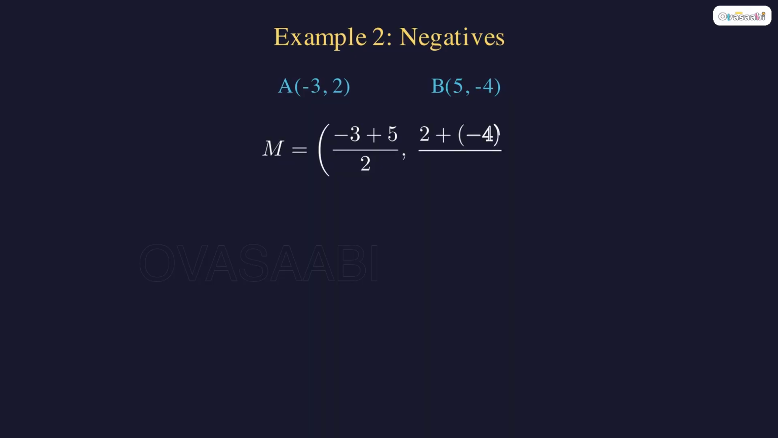Example 2 uses negatives. Find the midpoint of A(-3, 2) and B(5, -4). Careful with signs. -3 plus 5 equals 2, and 2 plus -4 equals -2.